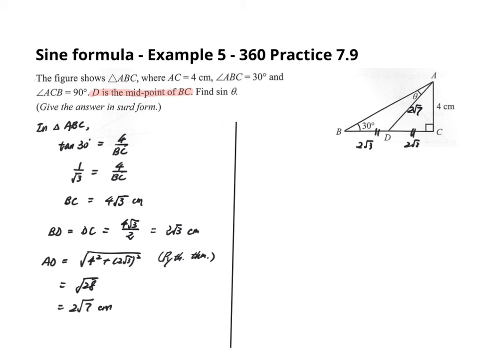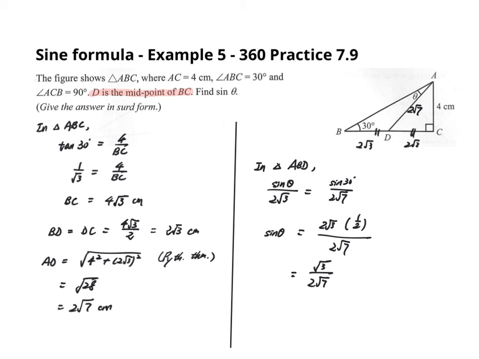Now in triangle ABD, we have two sides and one angle, 30 degrees. We can use the sine formula to find sine theta. In triangle ABD, sine theta over 2 square root 3 is equal to sine 30 degrees over 2 square root 7. Because sine 30 degrees is 1 over 2, sine theta is 2 square root 3 times 1 over 2, over 2 square root 7.